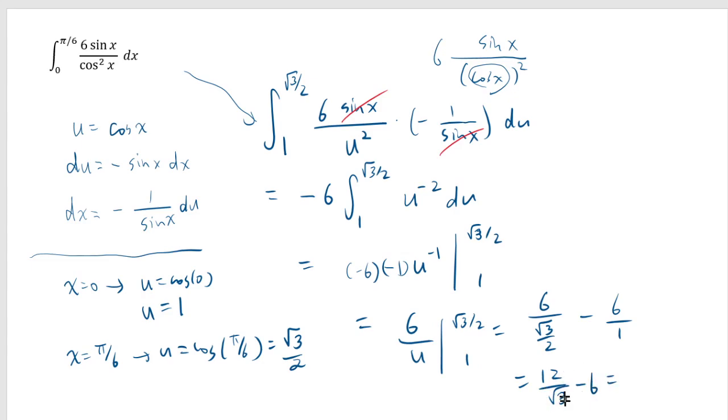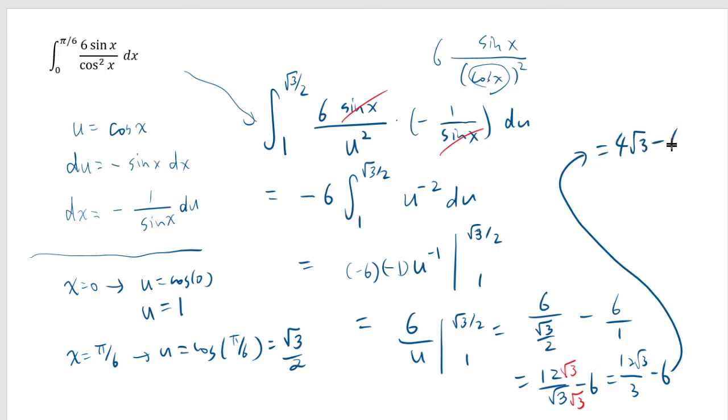If you rationalize the denominator, however, you can multiply by radical 3, top and bottom, to rationalize the denominator. Radical 3 times radical 3 is 3. And the final answer can be written as 4 radical 3 minus 6.